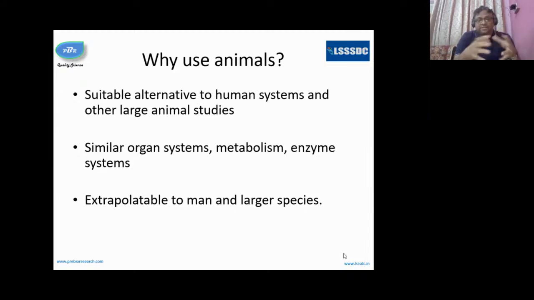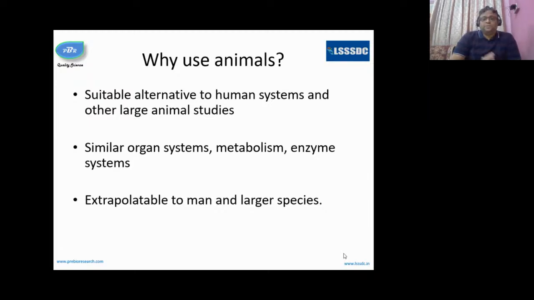What are the positives of testing in animals? Basically, this is also a live system, so they have entire organ systems, well expressed, in a completely operational, functional state. They have metabolism characteristics. Their liver expresses cytochrome P450 enzymes, so they also do the metabolism. The enzyme system is also similar, so they are highly relevant to humans. That's why it makes sense to do those studies in animals.